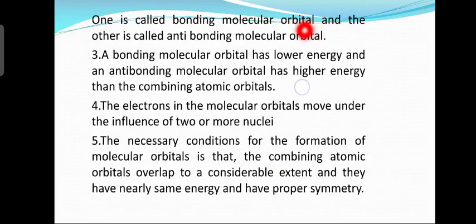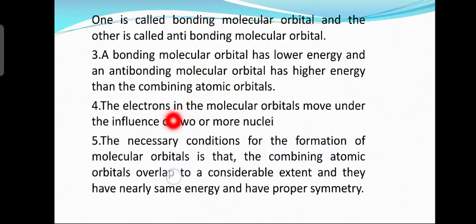Suppose two molecular orbitals are formed. One is called the bonding molecular orbital and the other one is called the anti-bonding molecular orbital. Third postulate: a bonding molecular orbital has lower energy, and an anti-bonding molecular orbital has higher energy. So when two orbitals are formed, the bonding molecular orbital always has lower energy than the anti-bonding molecular orbital.